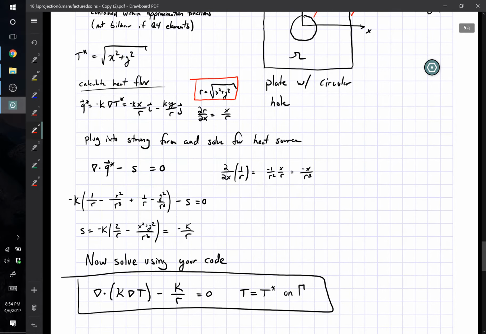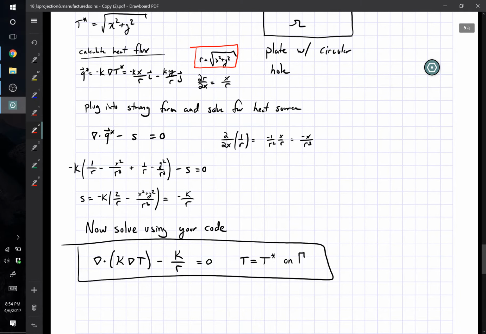And so now that we have the flux, we're going to plug the flux into the strong form and solve for the heat source. So in this, we're going to take the divergence of our flux, which of course is coming from our chosen exact solution, subtract from that s, which at this point is yet unknown. So we're going to solve for s that makes our temperature field a solution to the heat transfer equation.